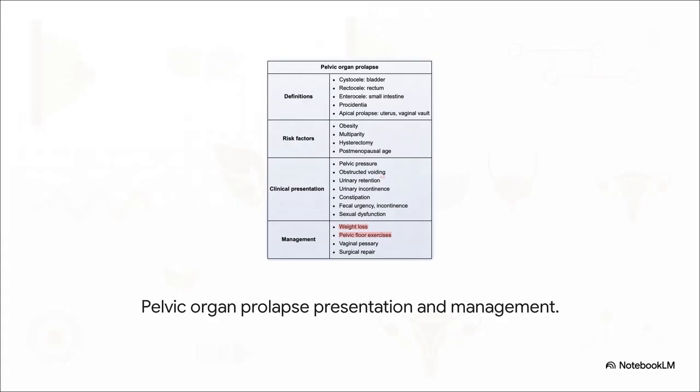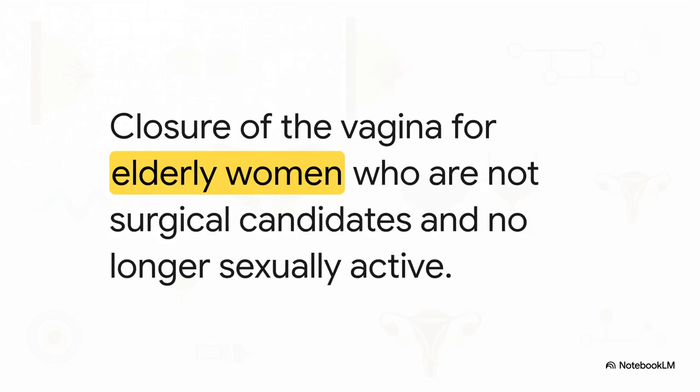With pelvic organ prolapse, whether it's a cystocele, rectocele, enterocele, or uterine prolapse, patients usually report pelvic pressure, a bulge, or obstructed voiding. Your management sequence starts with weight loss and pelvic floor exercises, then moves to a pessary, and finally surgical repair. Speaking of surgery, colpocleisis is a definitive surgical closure you need to know. It's indicated specifically for older patients with severe pelvic organ prolapse who no longer desire vaginal intercourse.